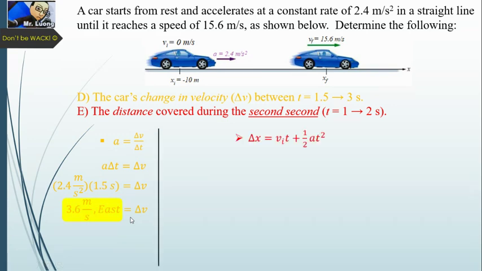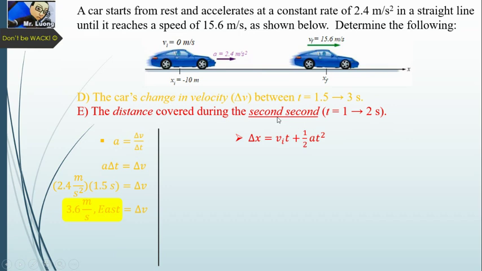Let's do part E. Part E asks us to find the distance covered during the second. This type of wording tends to confuse kids. The second simply implies from 1 second to 2 seconds. So from 0 to 1 second would be the first second. From 1 to 2 seconds would be considered the second. And for future problems, if a question asks you from 2 to 3 seconds, the wording would be the third second.